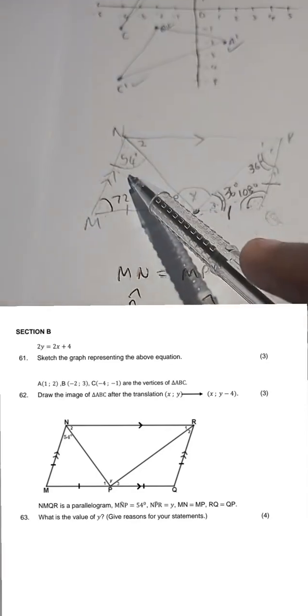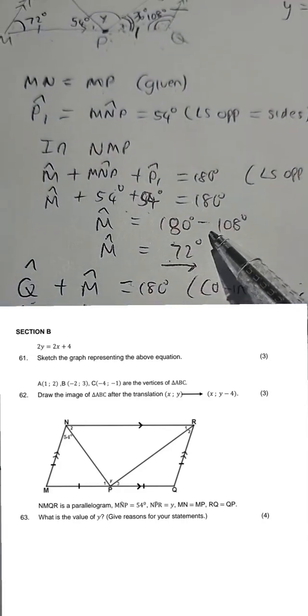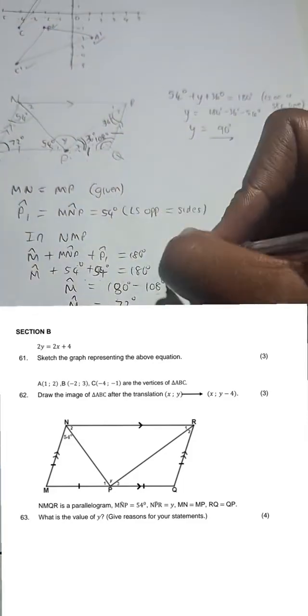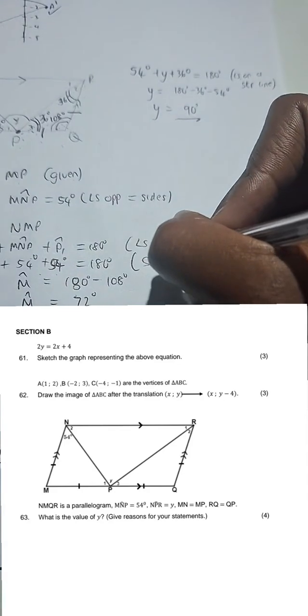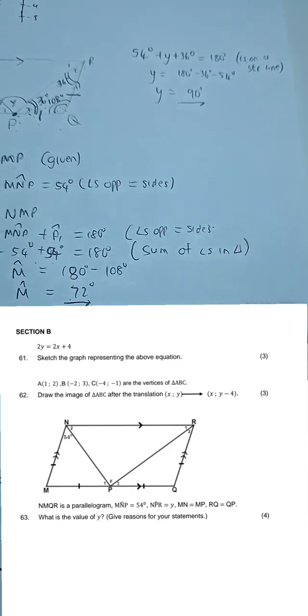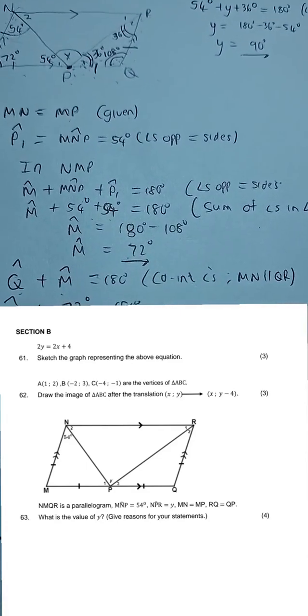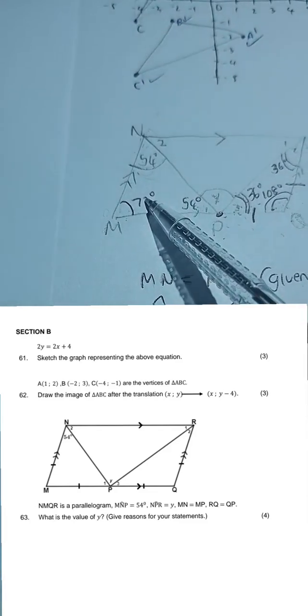Okay, and I forgot the reason there. M plus 54 plus 54, I didn't write the reason. That's not good. We must always make sure our reasons are there: sum of angles in a triangle. I don't want to lose marks because I did not write my reasons. I got angle M, which is 72 degrees.